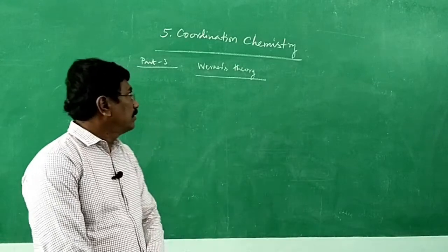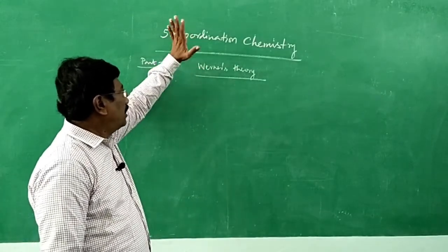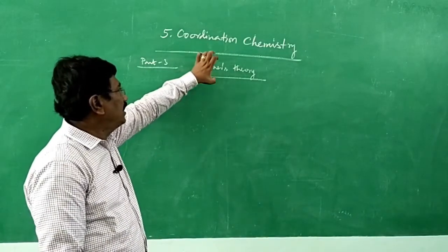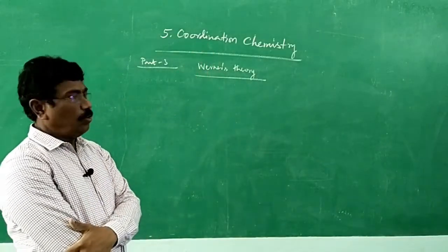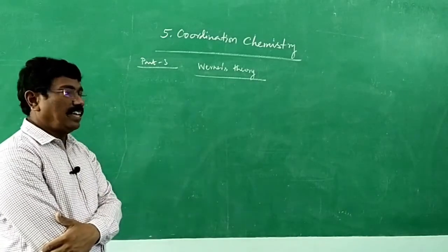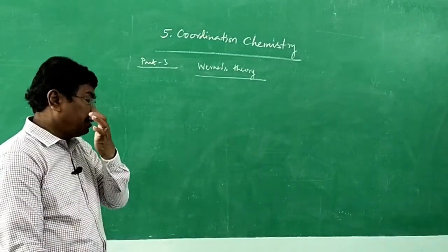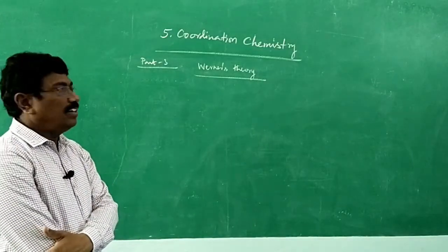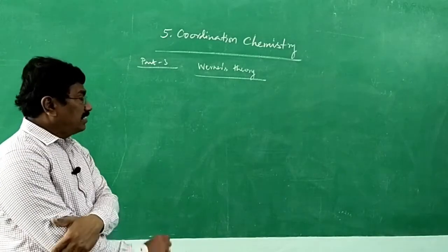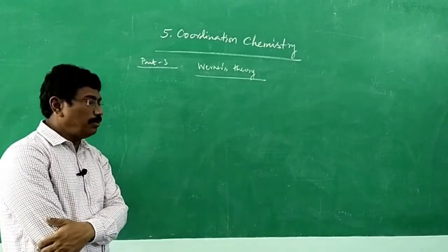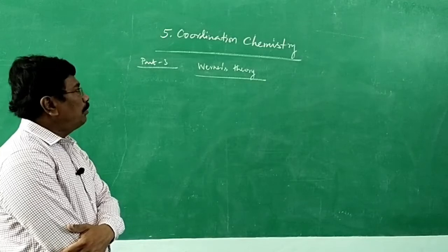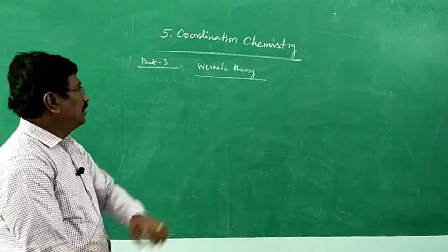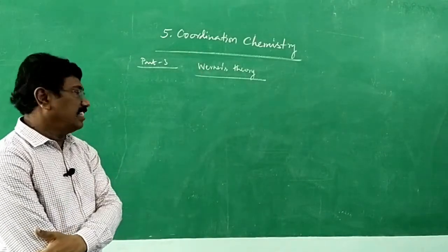Dear students, when we talk about coordination chemistry, we have to think of Werner, Nobel Prize winner in 1913, roughly 107 years back. He got the Nobel Prize for his research on coordination compounds, and he proposed so many ideas, and all are found to be correct now. Now we are going to see Werner's theory.